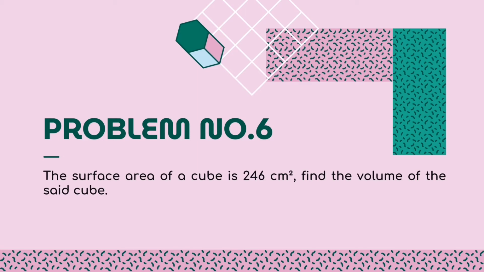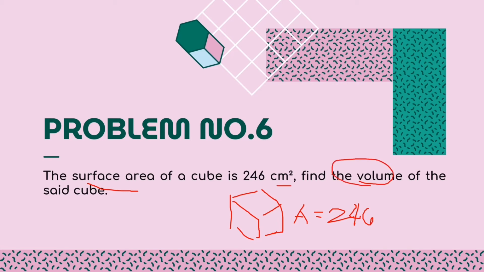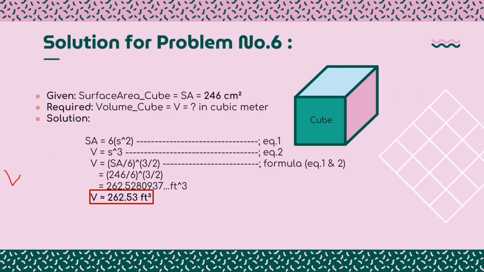Problem number 6. The surface area of a cube is 246 square centimeters. We must find the volume of the said cube. To get the volume, we have the formula: volume is equal to side to the exponent 3. But our given is the area.